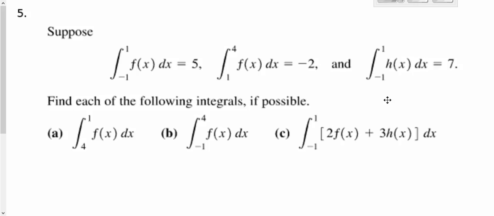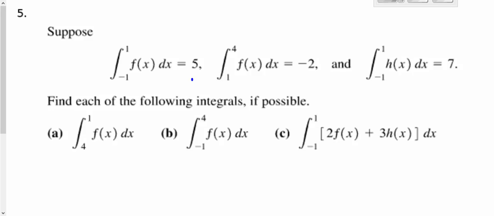Okay, let's look at number 5. Number 5 is one of those definition problems. So it has 3 parts. First, it gives us some integrals. So it's already done the area work for us. So the first integral, it says from -1 to 1 of f of x dx is 5. So they've given us that. We don't have to draw the graph and figure it out.